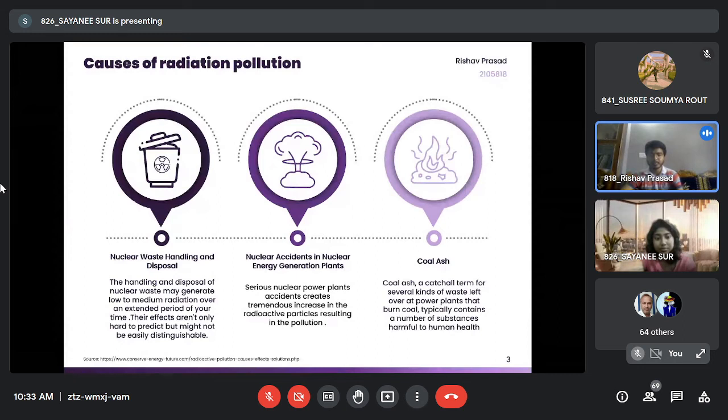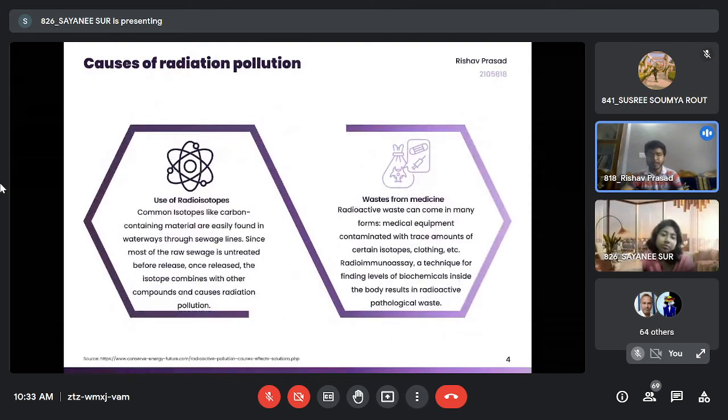Use of radioisotopes. Radioisotopes are used to make detectors and in other industrial activities. Isotopes like uranium have a high concentration of radiation in them. On the other hand, common isotopes like carbon-containing materials are easily found in waterways through sewage lines, since most of the raw sewage is untreated before release. Once released, the isotope combines with other compounds and elements present in water. This is often the equivalent water that folks fetch for domestic use. Further adding, medical application.